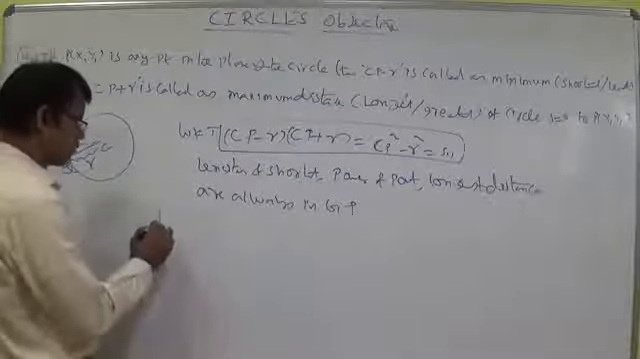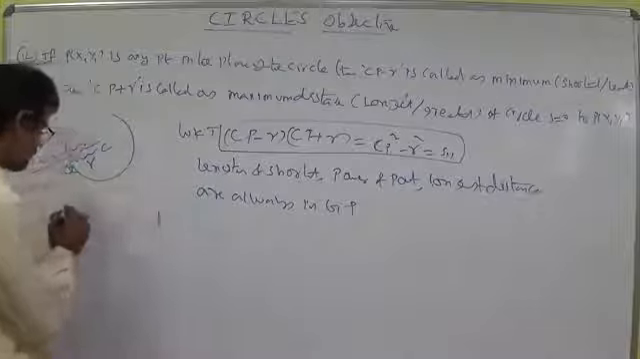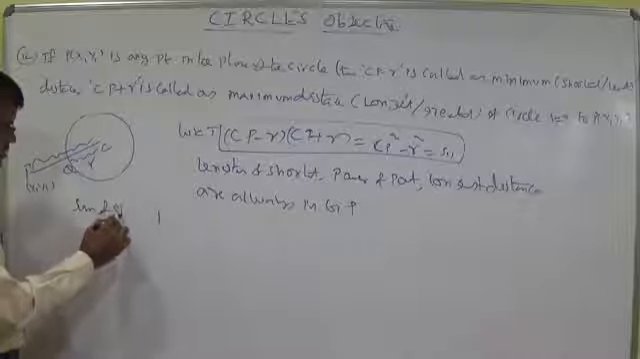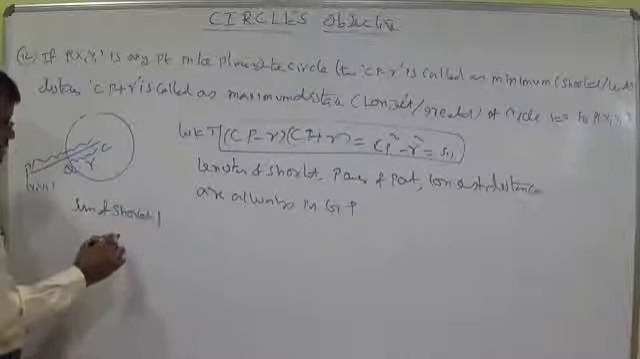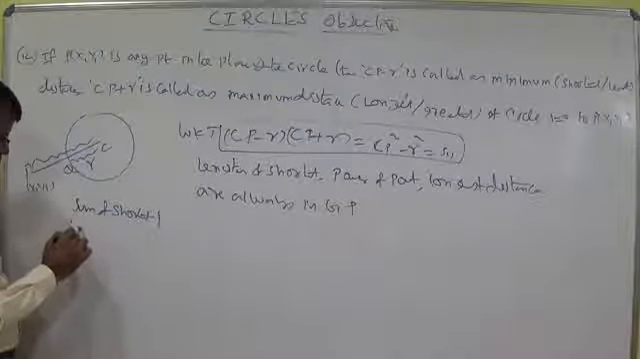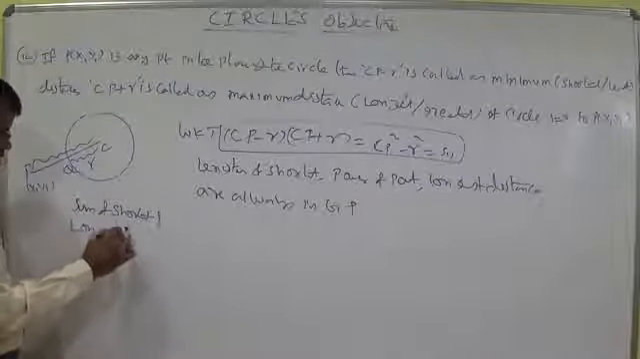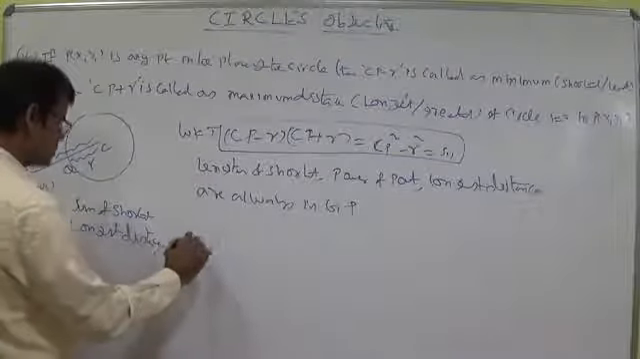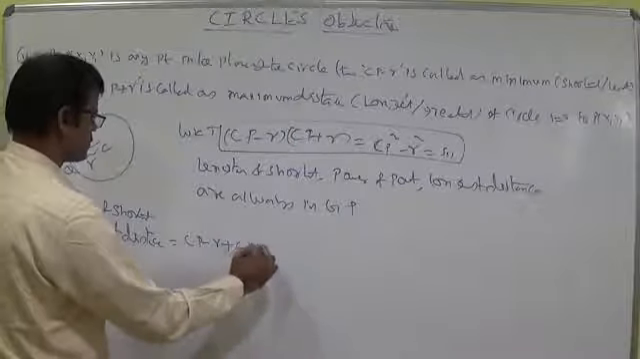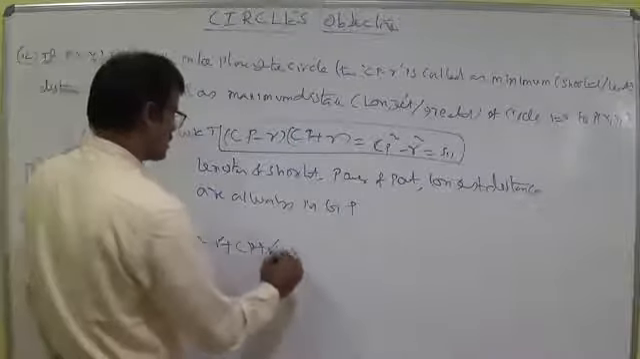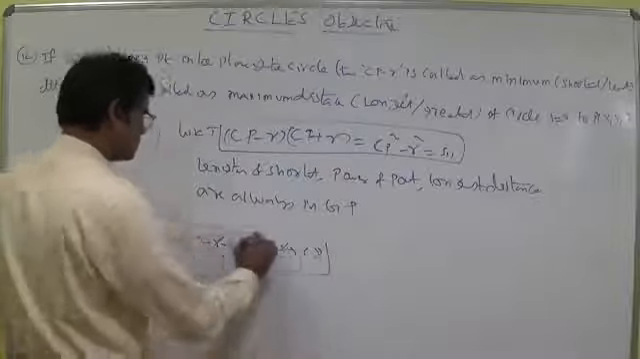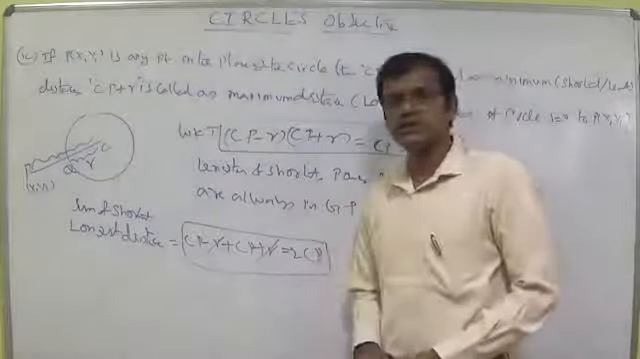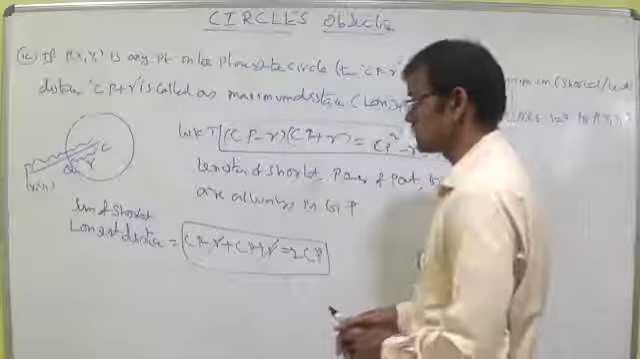Next, sum of shortest, longest distances. Level 1 sum is there. Sum of shortest, longest distance is equal to CP minus R plus CP plus R. So R and R will be getting cancelled. It is 2CP. So 2CP, the value is in arithmetic progression with longest and shortest distance.